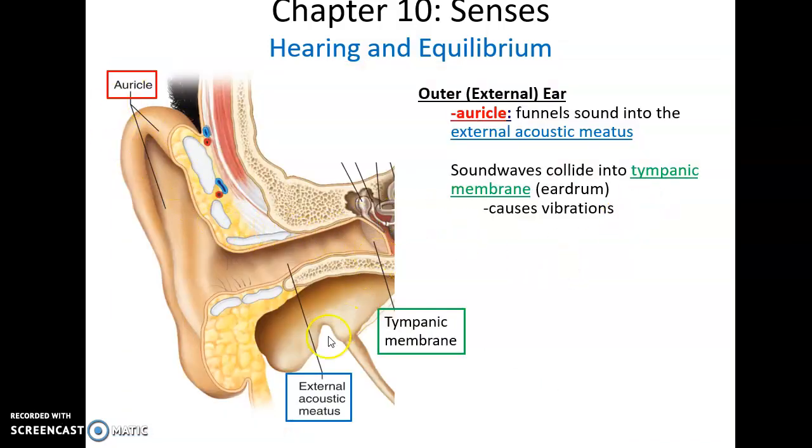The outer or external ear, the flap of material that makes the outermost portion of the ear, is called the auricle. So this is the auricle on the outside, and then it leads to a tunnel referred to as the external acoustic meatus. Sound waves get funneled by the auricle into the external acoustic meatus, and those sound waves travel down to the end and then collide with a membrane structure called the tympanic membrane. And that causes the tympanic membrane to vibrate. So it's sound waves, these pressure waves in the air, that collide with the tympanic membrane, causing the vibrations.